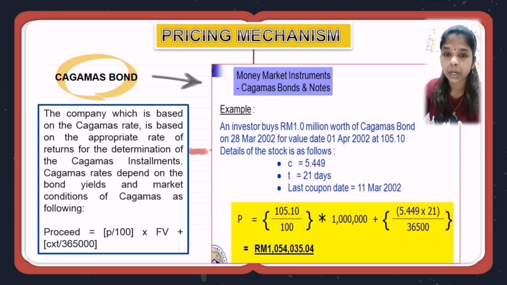proceeds equals price over 100 times the face value of the bond, plus the coupon rate times the number of days from the last interest date to the settlement date, divided by 36500. And this is one example to calculate the proceeds of the Cagamas bond.